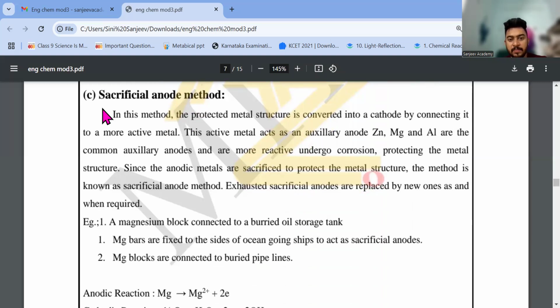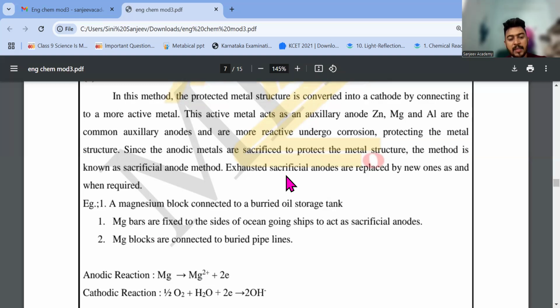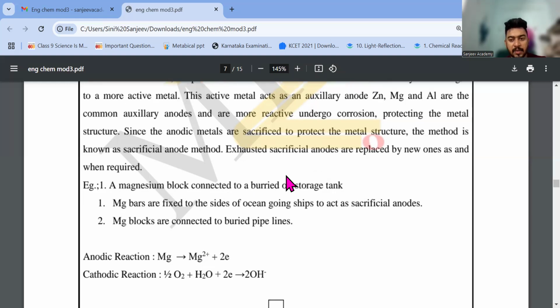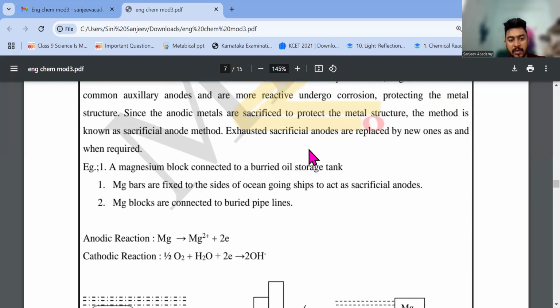Sacrificial anode method. Okay, the sacrificial anode method is nothing but the protected metal structure is converted into a cathode by connecting it to a more active metal. Again, the active metal will be zinc, aluminium, everything. What happens is the less important metal will undergo corrosion, protecting the metal structure. That is the reason it's called the sacrificial anode method, because the anode acts as a sacrifice here. And the exhausted sacrificial anodes are replaced with new ones when required.